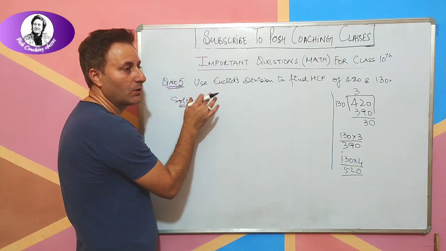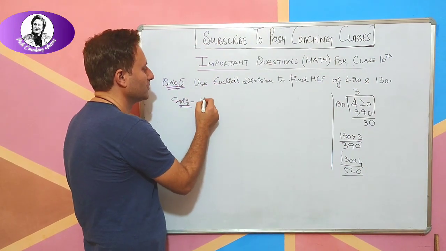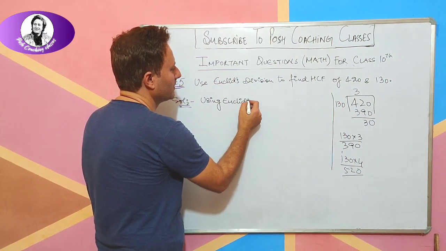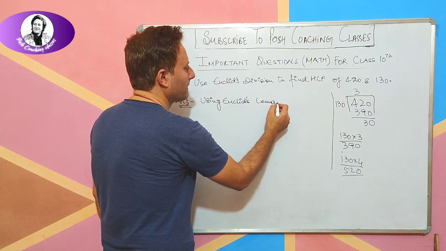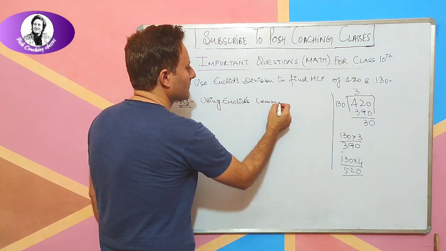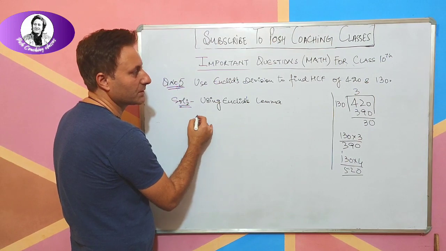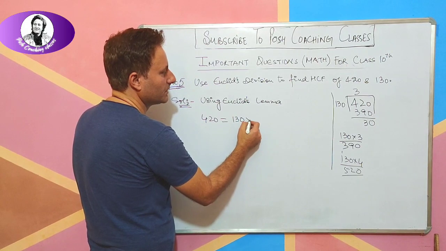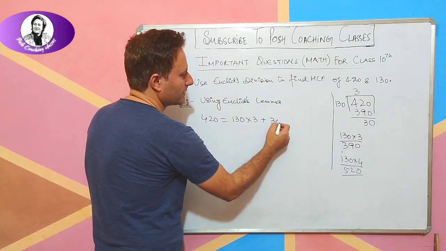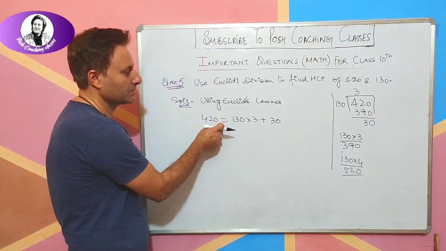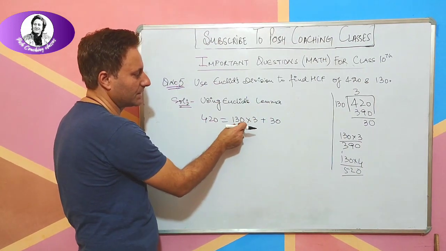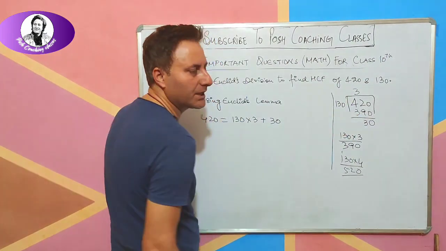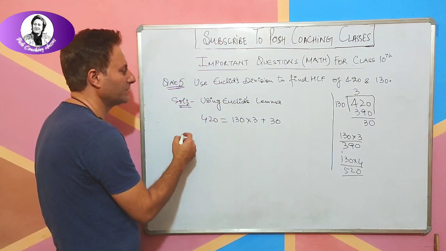Now what we have to write on the paper for the solution is using Euclid's lemma. What was the question? It was 420. What did we do? 130 into 3 plus 30. Right? So this was what we did just now. 130 multiplied by 3, and then if we add 30, it becomes again 420. Now this one is done.